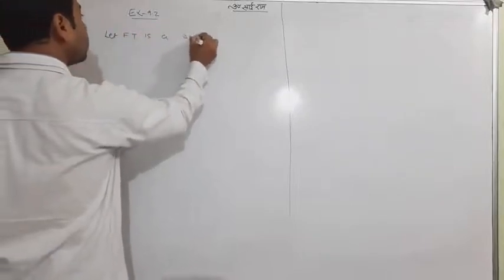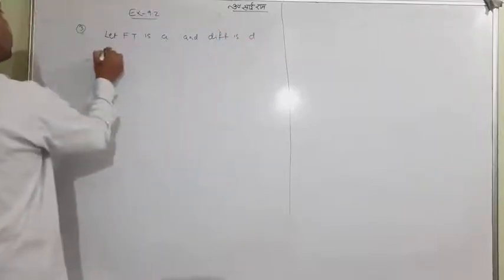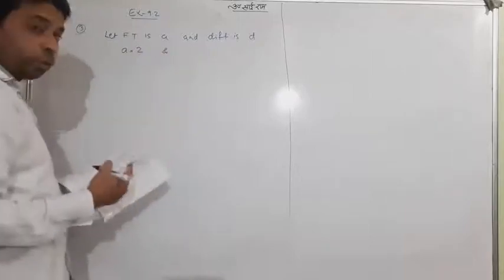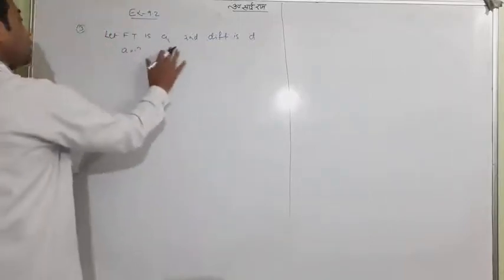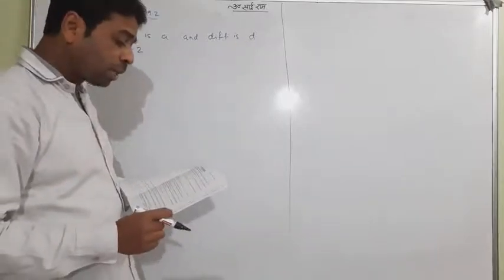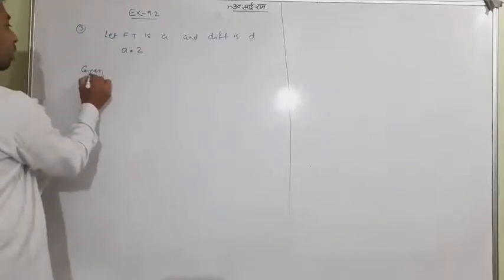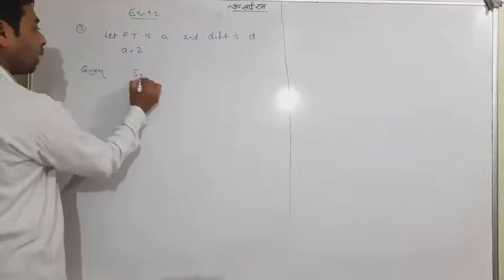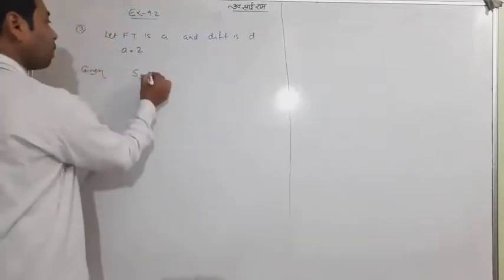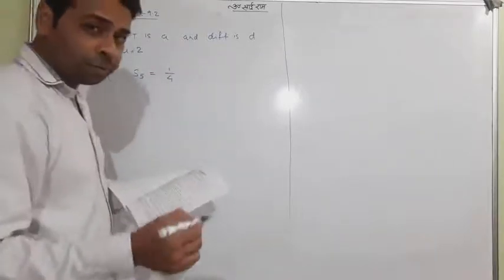and the common difference be D. So definitely A will be 2, as according to the question the first term is 2, and D is what we do not have right now. The question says, also given, that the sum of first 5 terms is equal to 1/4 of the sum of the next 5 terms. Very good, it is coming.